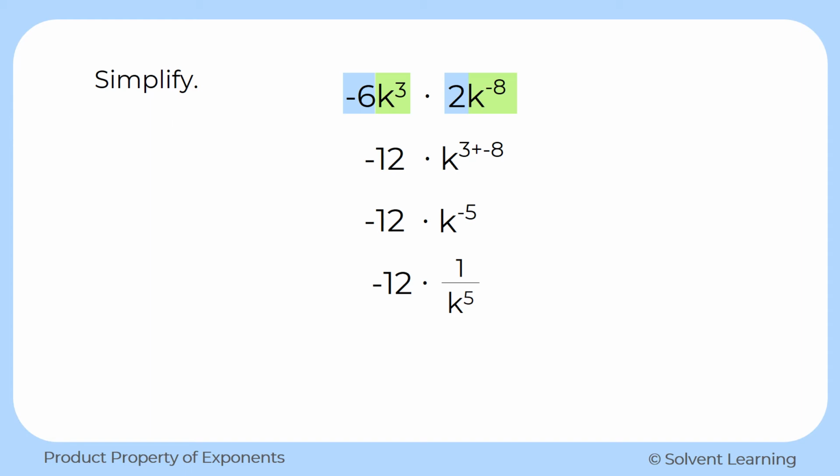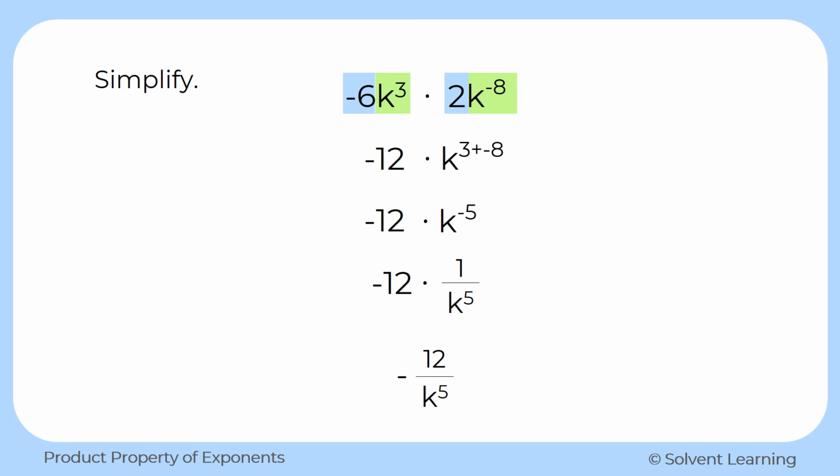And now we can clean this up a little bit more to put this all together, and we can even represent it as one fraction. So if we multiply that -12 times the 1 that's at the top as the numerator of our fraction, we can make the numerator negative 12 and then keep k to the 5th as the denominator. So we can write it like this: negative 12 over k to the 5th power.